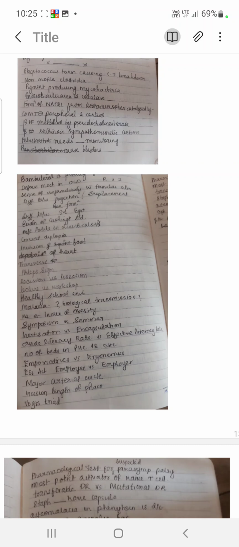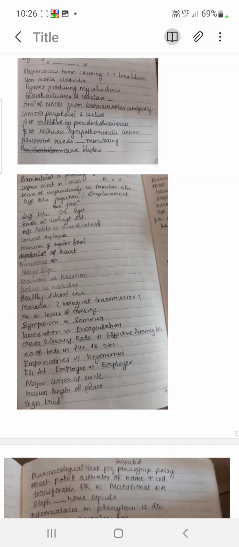Then symposium and seminar. Symposium is imposing, means you are giving the lecture. At last they are asking you the doubts, but there is no discussion involved. Seminar, there is a discussion involved. Inertization and encapsulation. Inertization means everything you are crushing, making a paste, that is for landfill, uniform filling of the land. Encapsulation means you are putting in a tank and the rest of the spaces you are filling with cement, that is encapsulation.